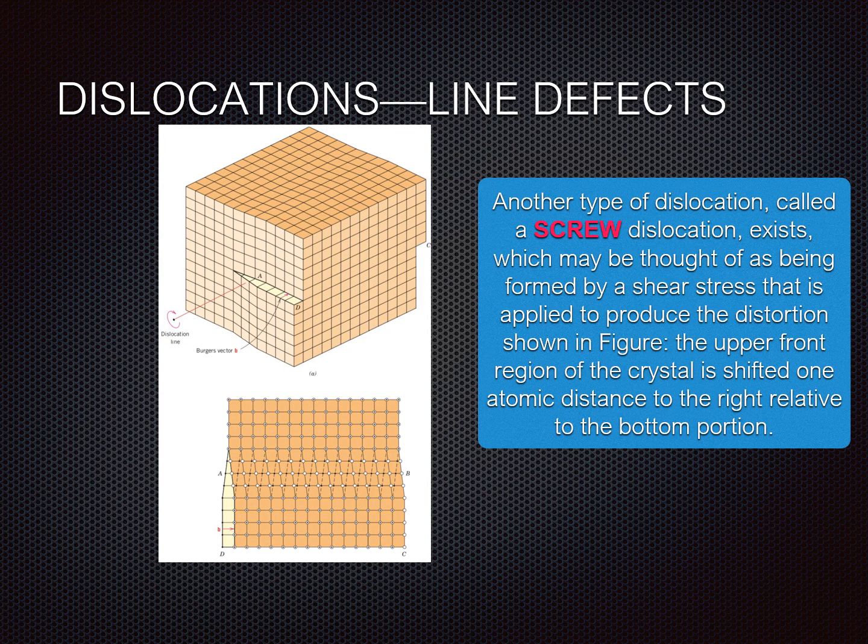Another type of dislocation, called a screw dislocation, exists, which may be thought of as being formed by a shear stress that is applied to produce the distortion as shown in the figure. The upper front region of the crystal is shifted. Let me show you. Here the upper portion appears to have shifted one atomic distance to the right relative to the bottom portion.